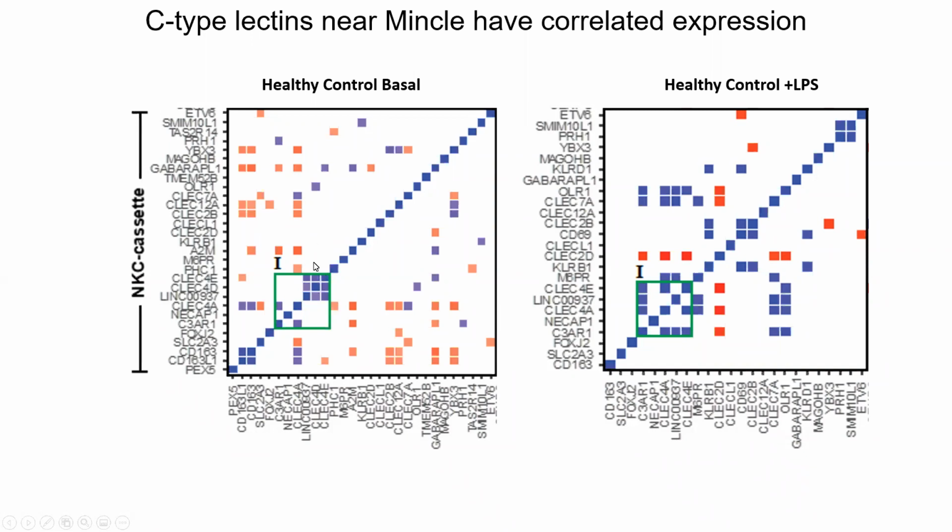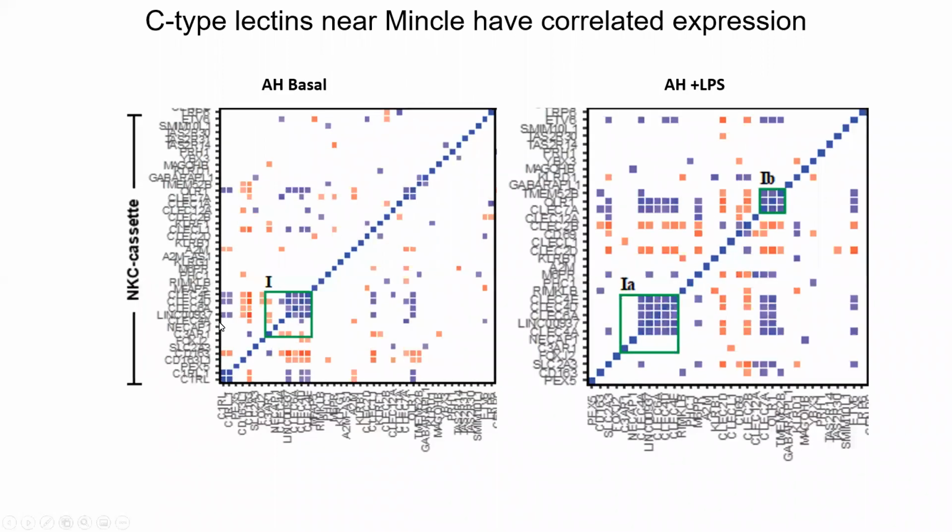And in the healthy control basal, you can see there's some correlation. The healthy control is a little weak in general, but once again, there is correlated expression between Minkle and the neighboring gene, CLEC. This is dectin-3, as well as, in fact, this non-coding RNA that's nearby. But when we go into AH, we see that this correlation expands quite significantly.